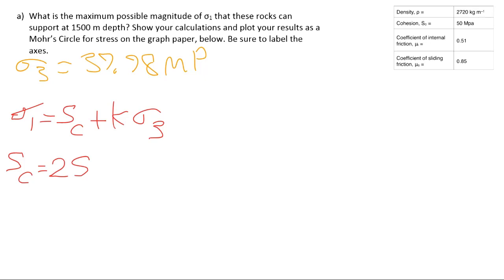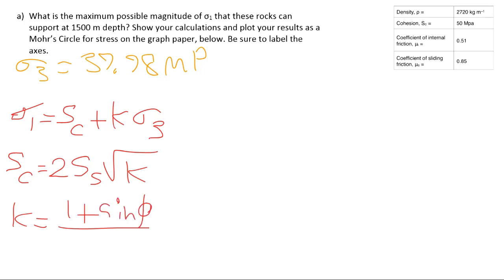Indeed, the strength of the rock under shear force multiplied by square root of K, and we know K is equal to (1 plus sine phi) divided by (1 minus sine phi). Okay, we plug the numbers here. We calculated phi, it was 27 degrees. So if you plug in phi, you can find out K.